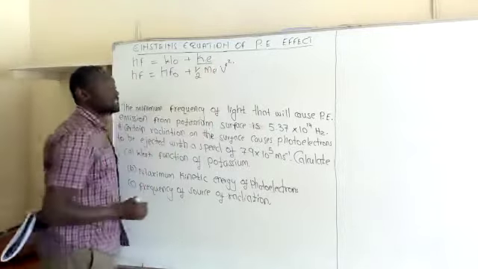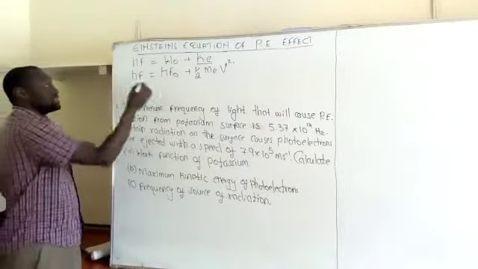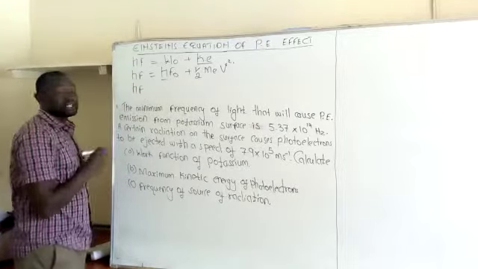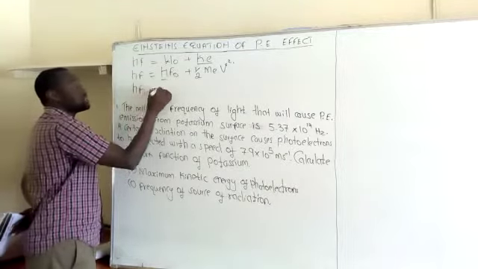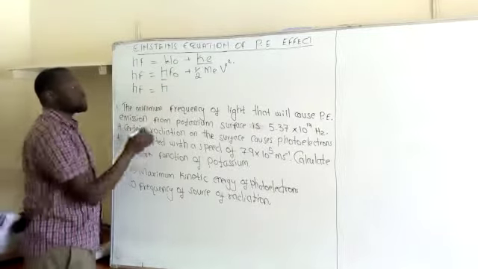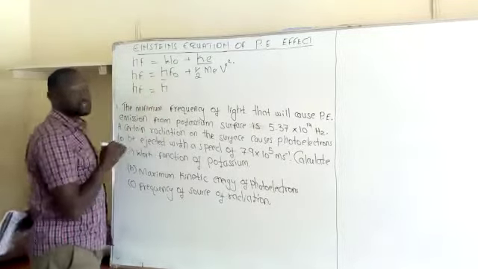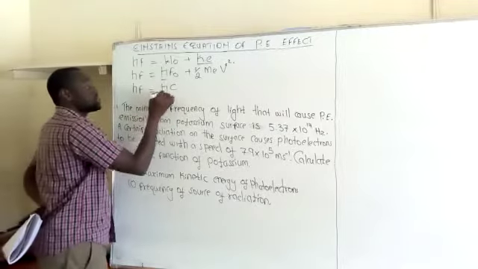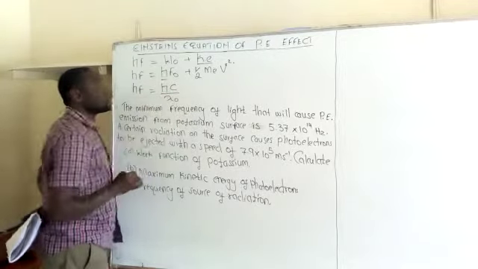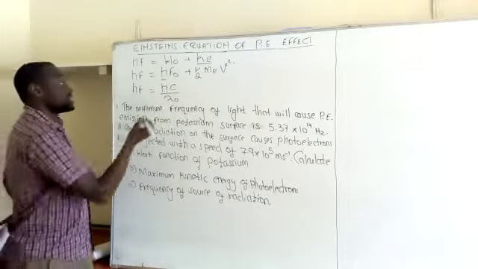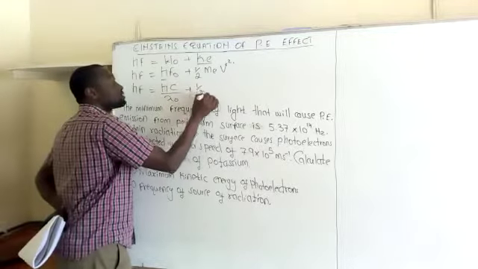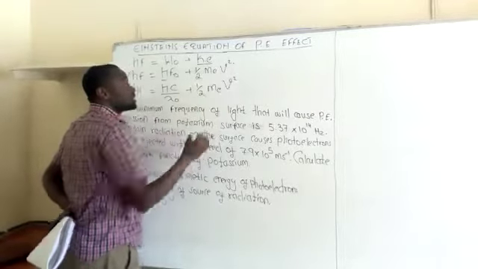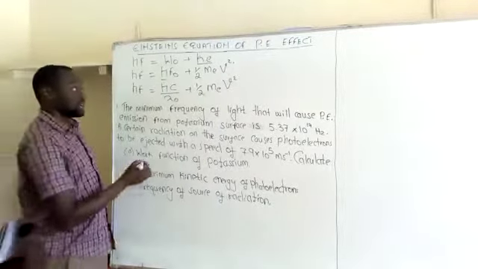We can also have it as hf, the energy of the radiation, being Planck's constant multiplied by, instead of the threshold frequency, the speed of the radiation divided by the wavelength, the threshold wavelength. This plus a half the mass of the electron times the velocity of the electron squared.